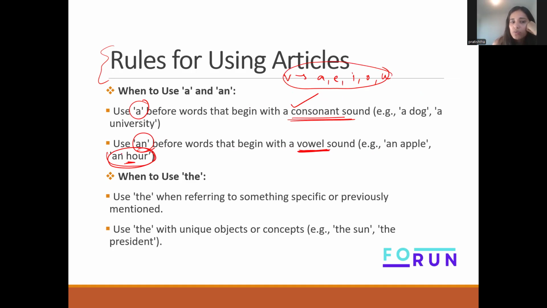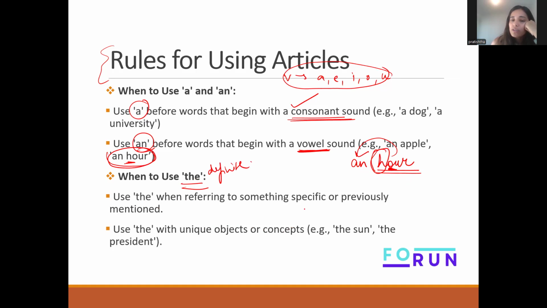Now, why did we use an with it? It's basically just for convenience, right? When I say an hour, if you see the sound of hour, H is silent, right? We are not saying ha-our. We are saying an hour. So essentially it is O sound, which is a vowel, and that is why we have used an. So there are very few exceptions here. When to use the, which is definite.